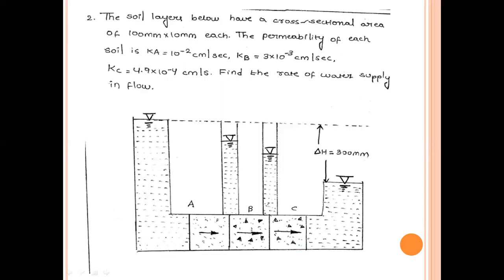Next, the second problem. The soil layers below have a cross sectional area of 100 mm by 10 mm each. The permeability of each soil is Ka equal to 10⁻² centimeter per second, Kb 3 × 10⁻³ centimeter per second, and Kc 4.9 × 10⁻⁴ centimeter per second. Find the rate of water supply in flow.